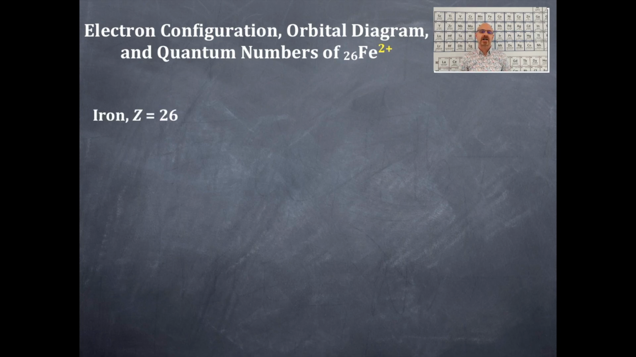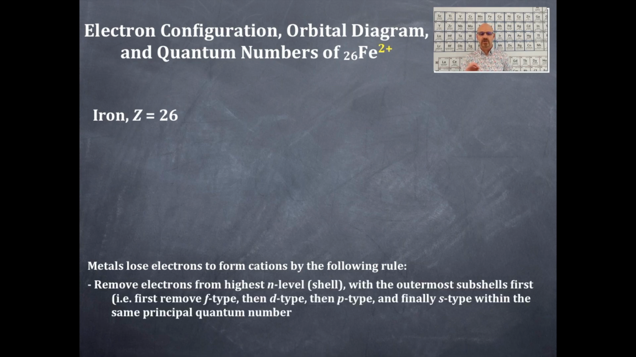Okay, there is iron. It's a Z of 26. Metals lose electrons to form cations by the following set of rules. So you're going to remove electrons from the highest n, that's the shell level, with the outermost subshells first. That is, you're first going to remove any of the same n value, f type, then the d, then the p type, and finally the s type within the same principal quantum number.